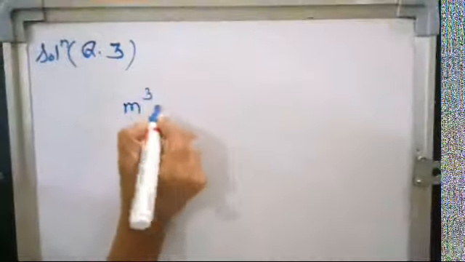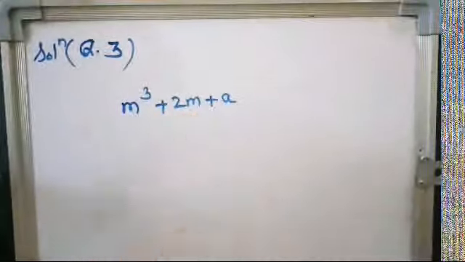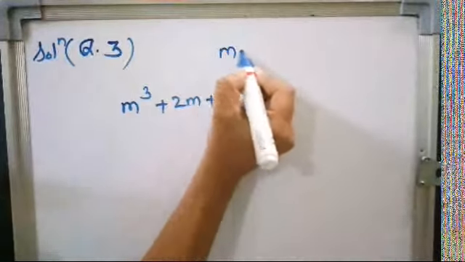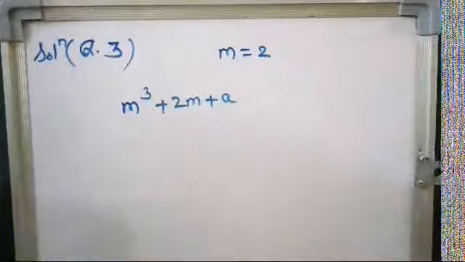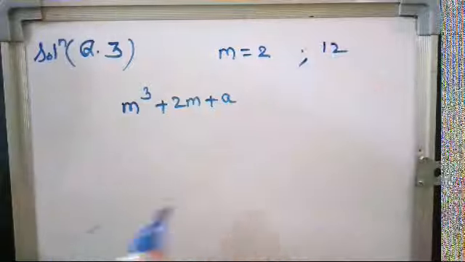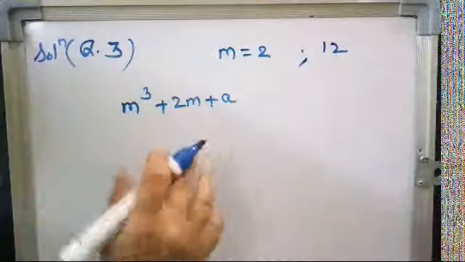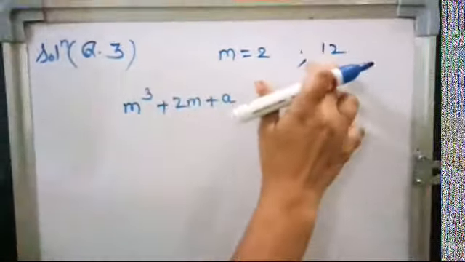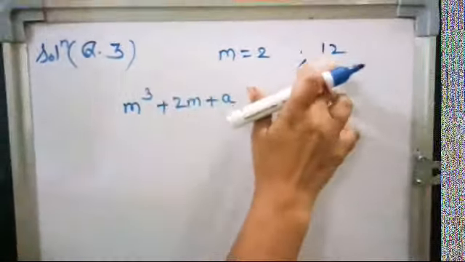Now the question number third is: if the value of the polynomial m cube plus 2m plus a is 12 for m is equal to 2. If m is equal to 2 we will substitute, so this polynomial equation's value is 12. Just make it clear, what are they saying: अगर इस इक्वेशन में आप m की वैल्यू 2 पुट करते हो, सो वैल्यू कितना आएगा, it means remainder also you can say. So what will be the remainder? It will be 12.